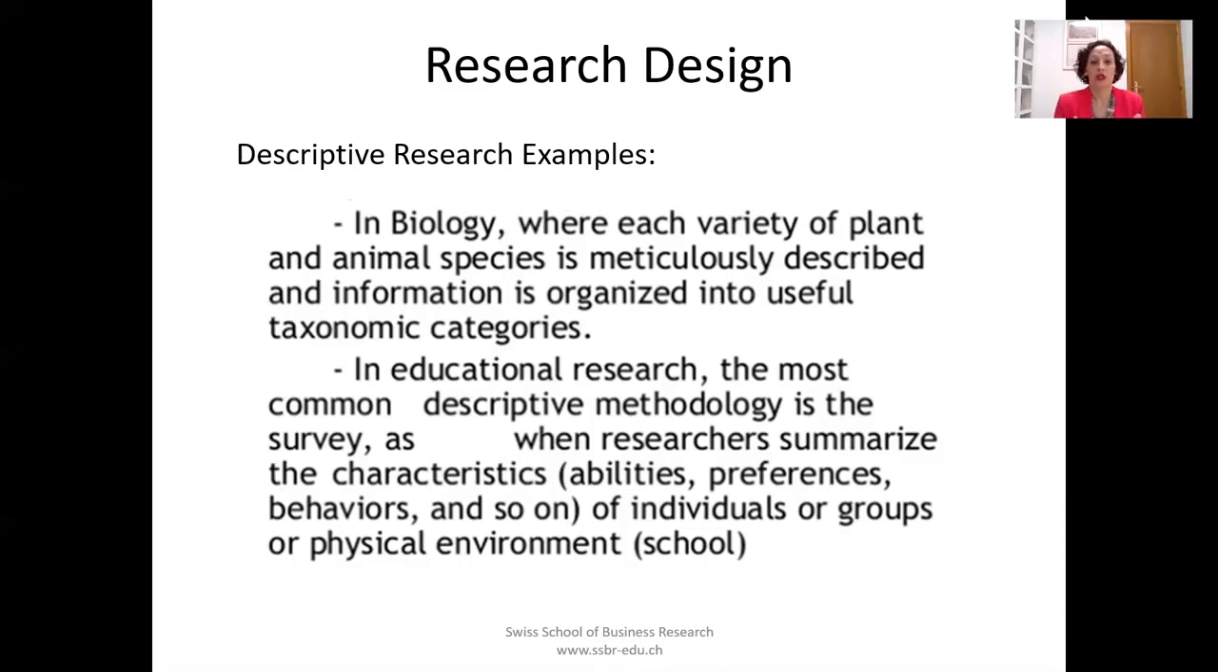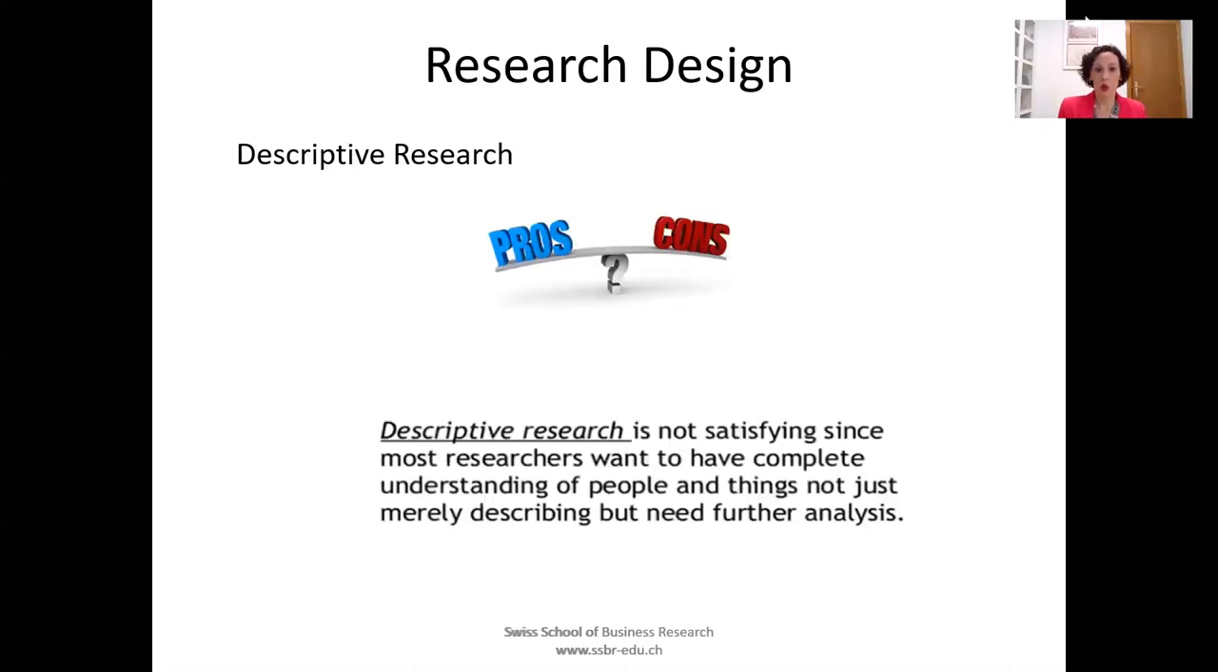For example, in education, the most common descriptive methodology that is used is the survey. When you are, for example, taking all of the findings and summarizing all of the characteristics and putting it into one category. Okay, well, we have found that in the United States, men over the age of 30 all prefer to use shaving cream, for example. This is descriptive research at its core. So what do we have to think about in terms of pros and cons?